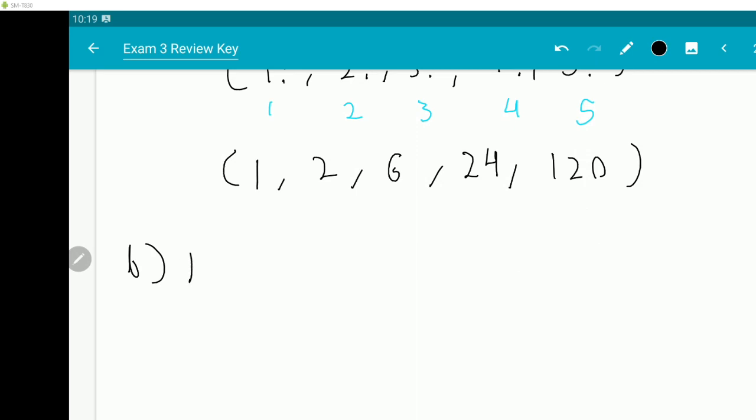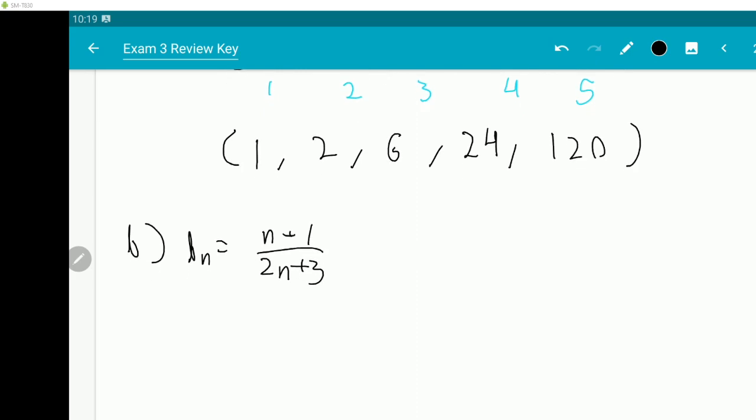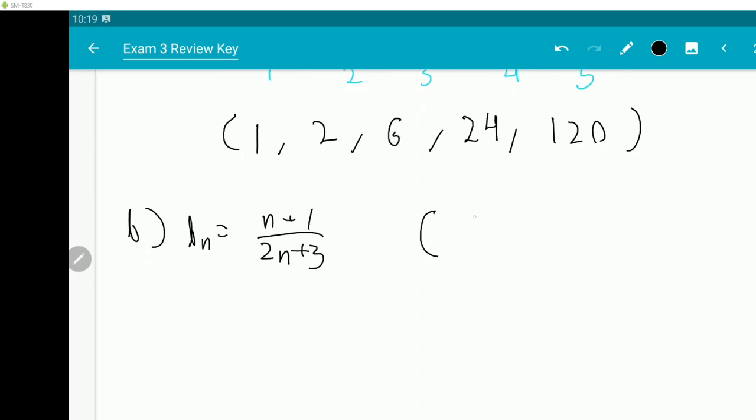2b, we have b_n is (n plus 1) over (2n plus 3). So there, let's just go ahead and plug in. 1 plus 1 is 2, over 2 plus 3 is 5, so that's the first term. 2 plus 1 is 3, over 2 times 2 is 4, plus 3 is 7. Then I get 3 plus 1 is 4, over 2 times 3 is 6, plus 3 is 9.